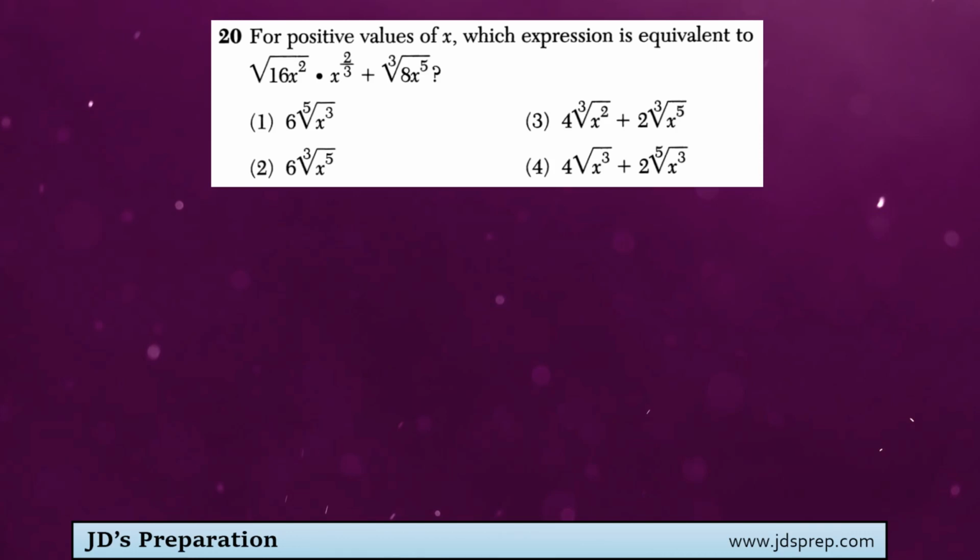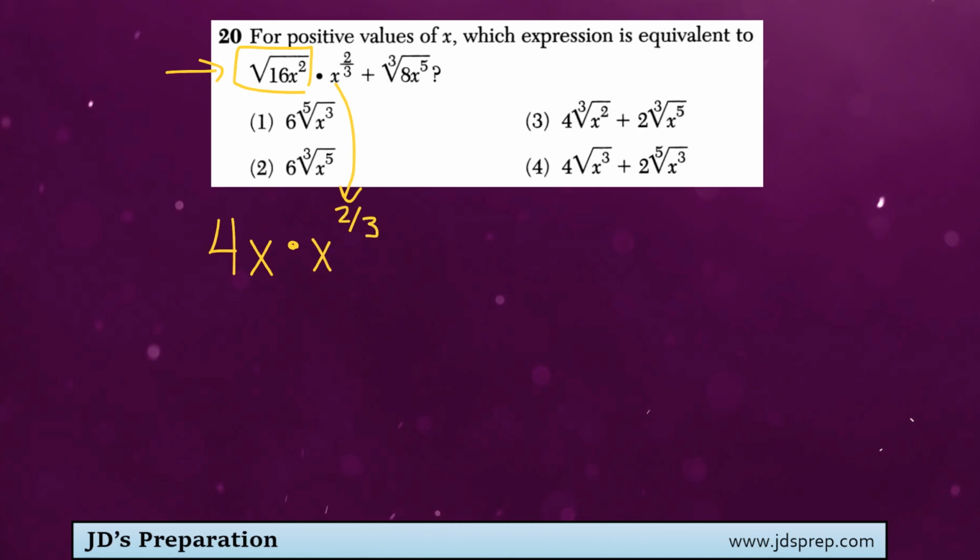All right, so in this problem, we're going to try to simplify the expression here. Now, the first thing I notice is that here we are square rooting 16x squared. That's actually pretty easy to do because the square root of 16 is 4, and the square root of x squared is just x. And then I'm just going to move this x to the power of 2/3 down here.